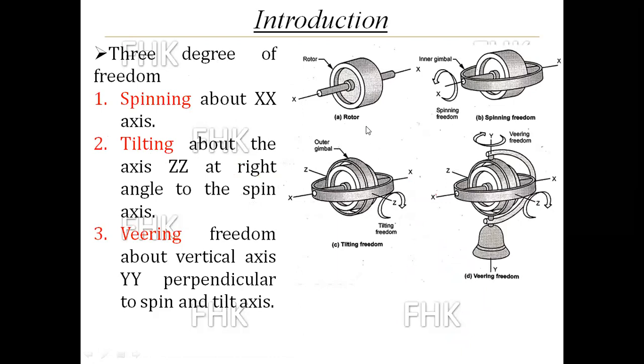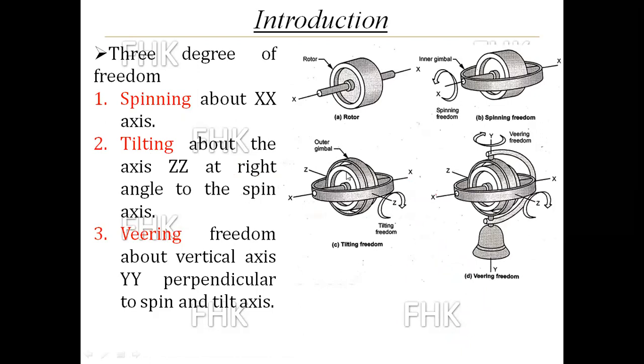First degree of freedom is in figure A. The heavy rotor is rotating about the x-axis, fixed about the x-axis, and in figure B, that heavy rotor is rotating about the x-axis, so that x-axis is called a spinning axis and the motion is called a spinning freedom.